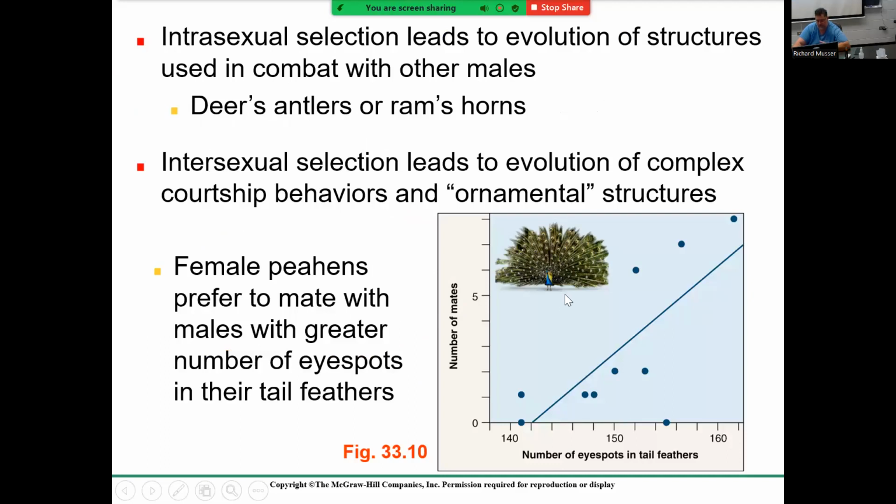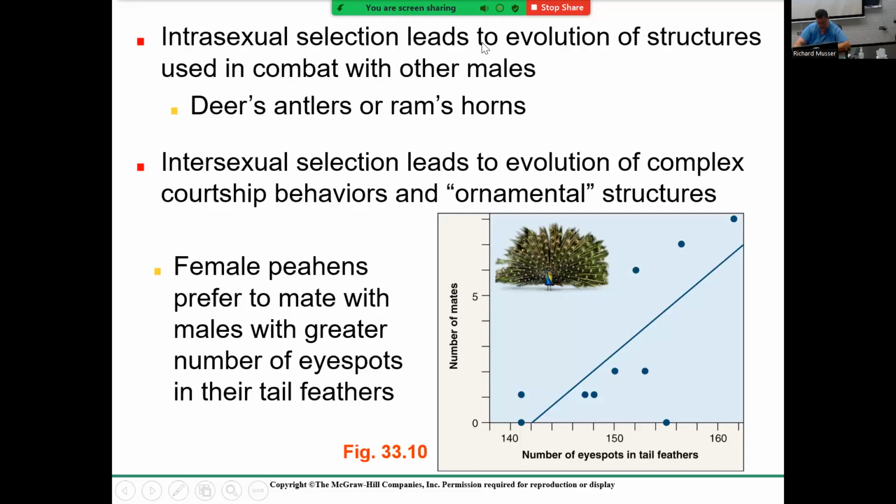So in the case of this, what do we call these birds again? Peacock. Peacock, good, thank you. Peacocks, they found that if they have a lot of eye spots, the number of mates they have is much higher. So if you take out more eye spots, they have less mating opportunities. So there is a correlation between eye spots and mating opportunities. So females prefer males with lots of eye spots. That's intersexual selection, sexual selection. That's how I always thought of it.